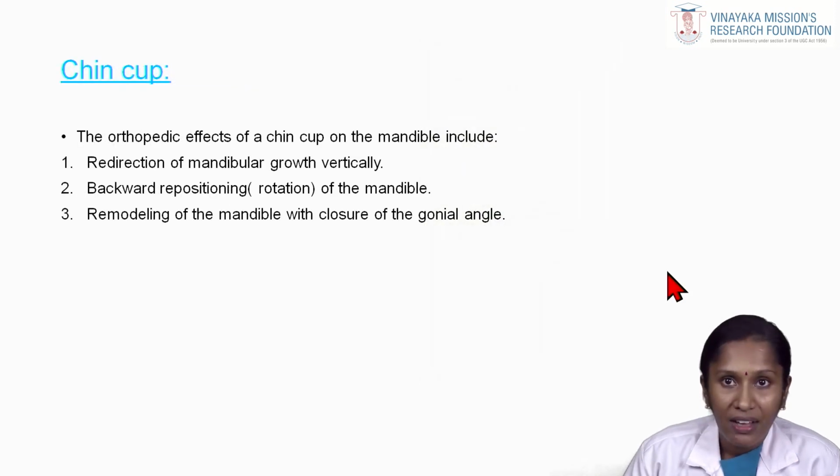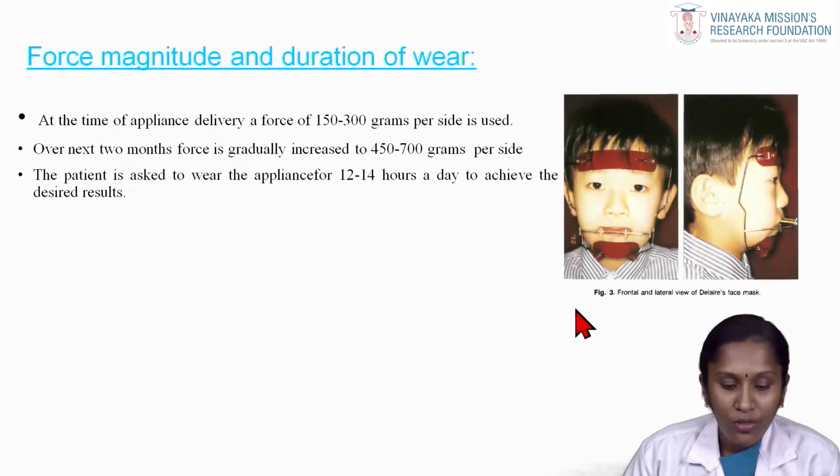The orthopedic effects of the chin cup on the mandible include redirection of mandibular growth vertically, backward repositioning or rotation of the mandible, and remodeling of the mandible with closure of the gonial angle. Coming to force magnitude and duration of wear, at the time of appliance delivery a force of 150 to 300 grams per side is used. Over the next 2 months, force is gradually increased to 450 to 700 grams per side. The patient is asked to wear the appliance for 12 to 14 hours a day to achieve the desired results.